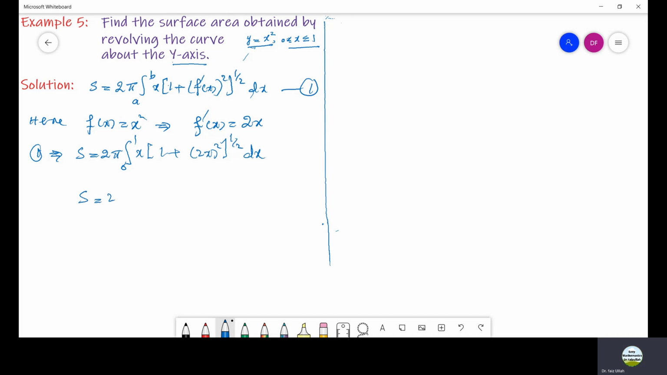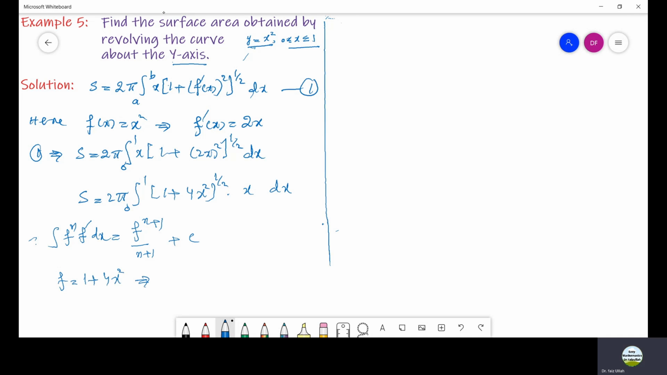If we simplify this, we can write 2 pi, integration is from 0 to 1. Here we write 1 plus 4x square raised to the power 1 over 2 into x dx. We use this rule of integration that if we have f power n into f dash dx, this can be integrated as f power n plus 1 divided by n plus 1 plus c. Now here f is given. F is 1 plus 4x square, and if I differentiate it, we get 8x. But here is only x, so we need to multiply and divide it by 8.